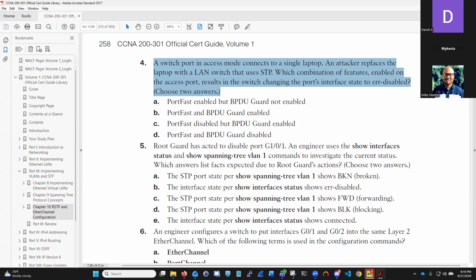Remember, we did a lab on PortFast and BPDU guard. But again, the question is asking you to choose 2 answers, and you want to think about conditions. What conditions have to be set so that it can fulfill the question that's being asked? Okay. Hold on.